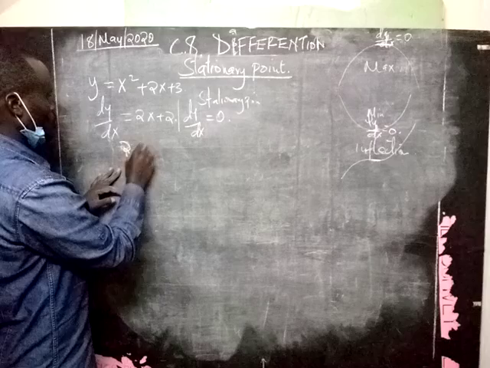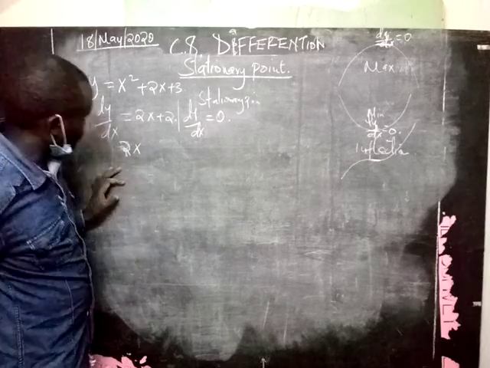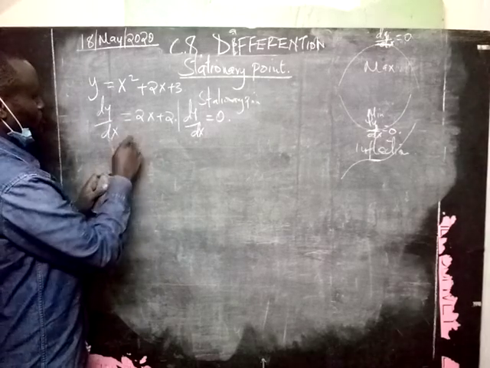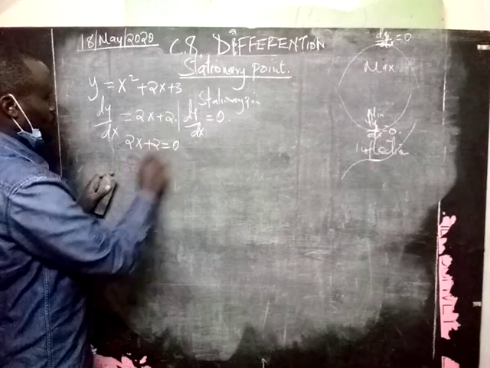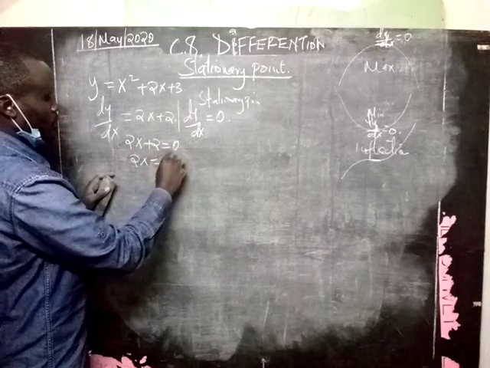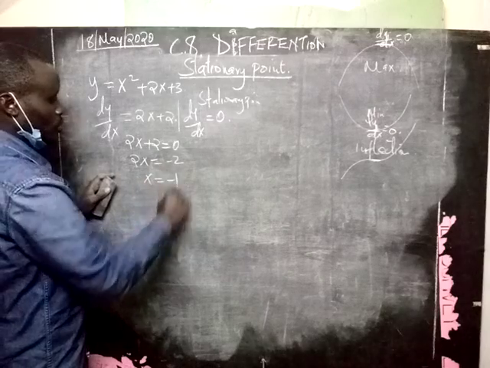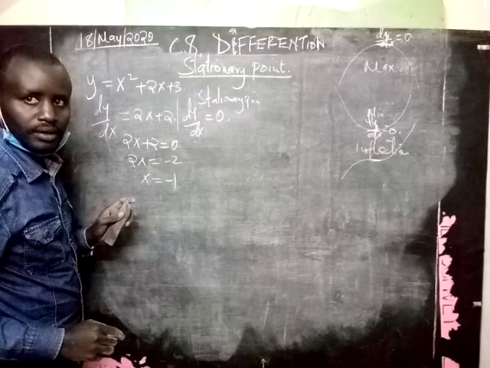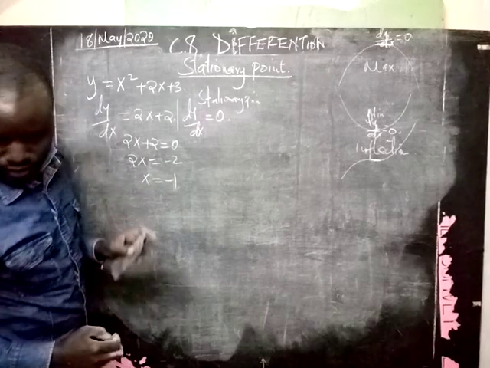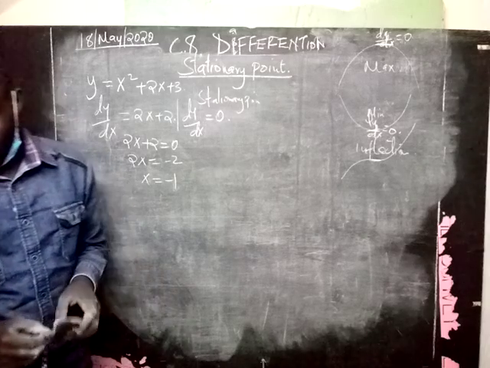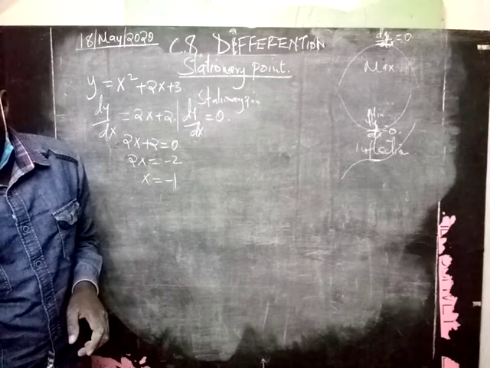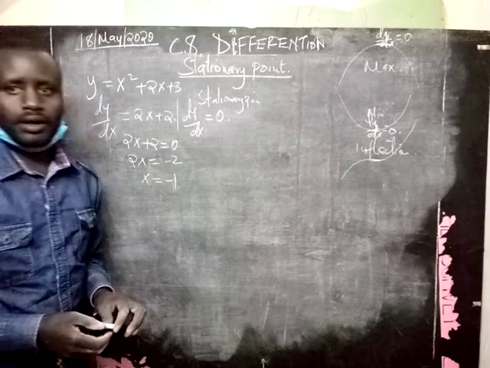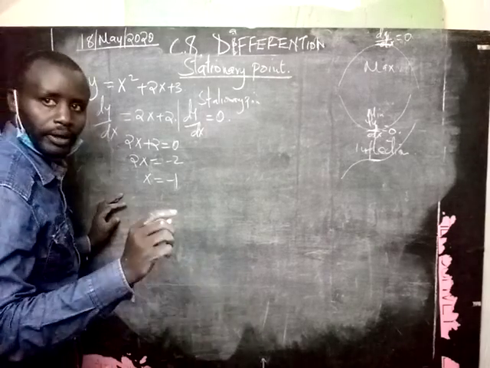So we are going to say 2x plus 2 equals 0, which is the same as 2x equals -2. So our x is going to be -1. So there's a table we are going to prepare.